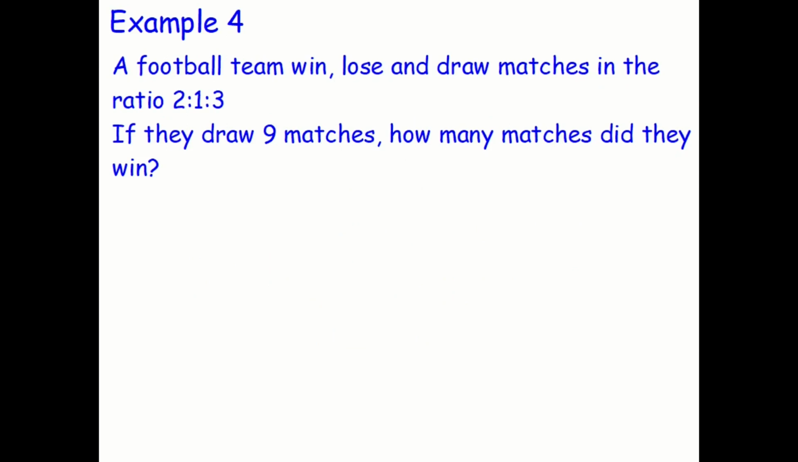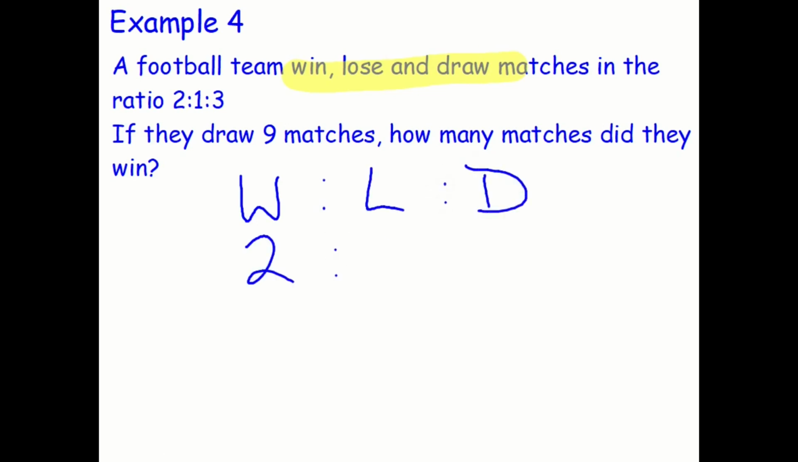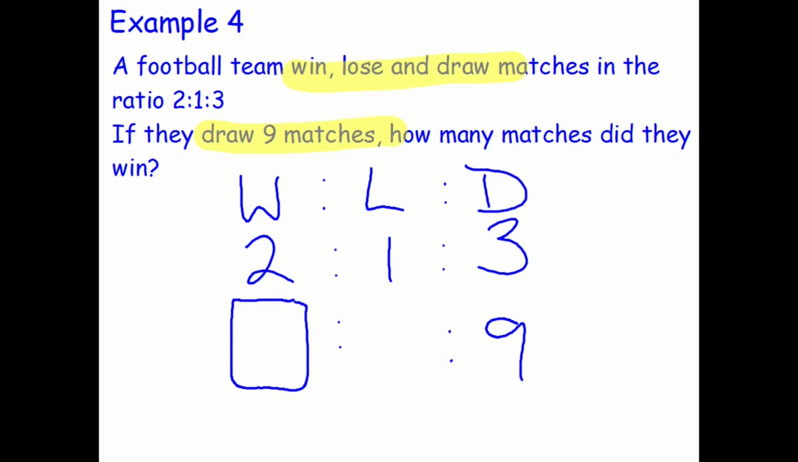Example 4. A football team win, lose and draw matches in the ratio 2 to 1 to 3. If they draw 9 matches, how many matches did they win? It sounds confusing, but just lay it out. So win to lose to draw is 2 to 1 to 3. If they draw 9 matches, immediately I've got to put 9 under the draw bit there. The question just says to me, how many matches did they win? So actually, we only need to find out this. How do we do that? Well, we look at what 3 has been multiplied by to give me 9. The answer to that is 3, which means this must also have been multiplied by 3. And 2 3s are 6. So they won 6 matches.